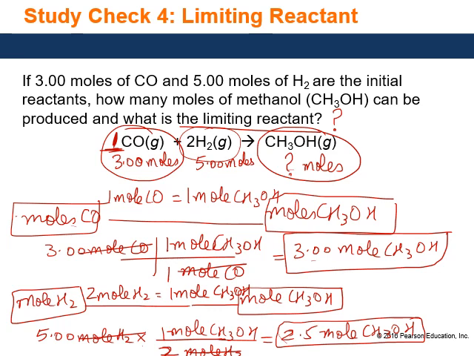So the answer to how many moles of methanol can be produced is 2.5 moles. So how much product can you make? This is your final answer, 2.5 moles of methanol can be made. Whoever gives you the lesser quantity. And what is your limiting reactant? Hydrogen is my limiting reactant. This is the reactant. This is the product that is made. So who is controlling how much product can be made is hydrogen. Why? Because it finishes faster.